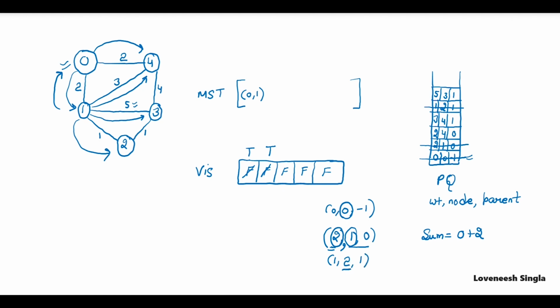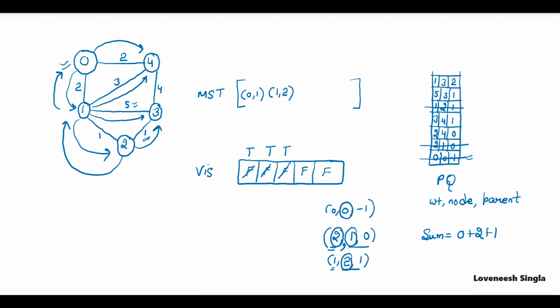So first we will insert this edge in our MST list. So 1, 2, and we will add this weight to our total sum, that is 1. So 0 plus 2 plus 1, and we will mark this second node as visited. Now we will look at the neighbors of 2. So from 2 we can move to 3 as well as to 1. But as 1 is already visited, we will ignore 1. So we will insert 3 in this priority queue, and the weight will be 1. So we will insert 1, 3, and parent will be 2. There is no other neighbor of 2.